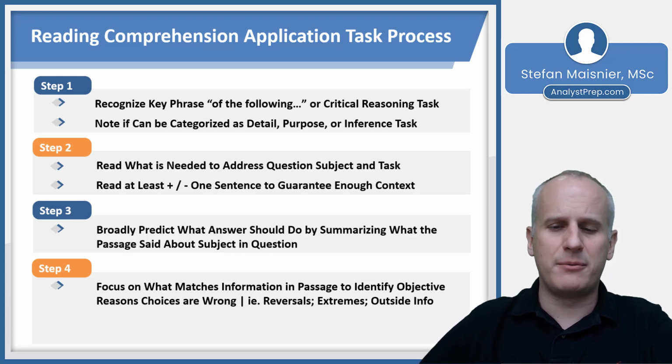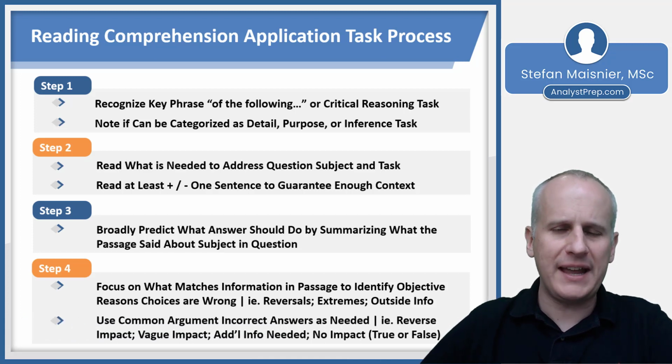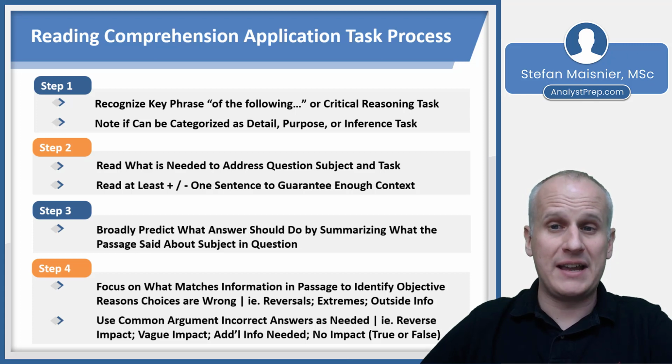Focus on what matches the information in the passage to identify objective reasons that the choices are wrong. For our standard application tasks, that means things that are reversals of the information, things that are extreme based on the information, or require potentially common outside information. And for argumentation style critical reasoning application tasks and reading comprehension, you want to use our common argument incorrect answers as needed as well. Things that do the reversal of the task, so weaken when you wanted to strengthen, things that were vague, like we saw in that example moments ago, things that need additional information, as we saw in that example a moment ago, and things that truly have no impact, whether true or false, on the argument.